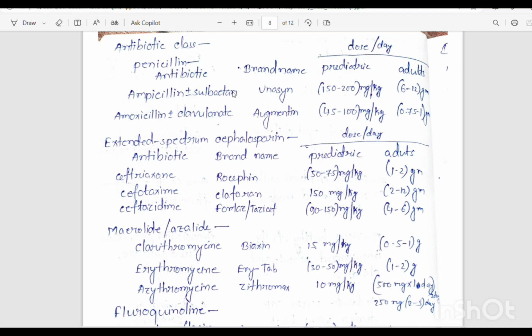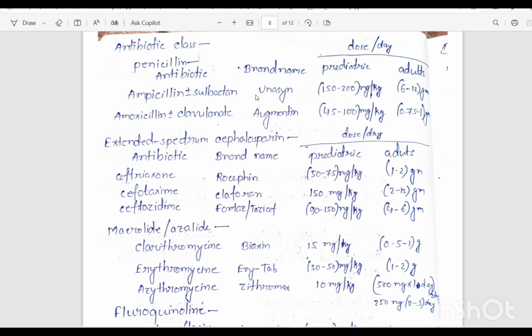plus sulbactam, brand name Unasyn. The dose for pediatrics is 150 to 200 mg per kg. So if the weight of the child is 5 kg, then we have to multiply 200 by 5. So like 1000 mg we have to give to that child in a whole day, and the dose for adults is 6 to 12 gram.